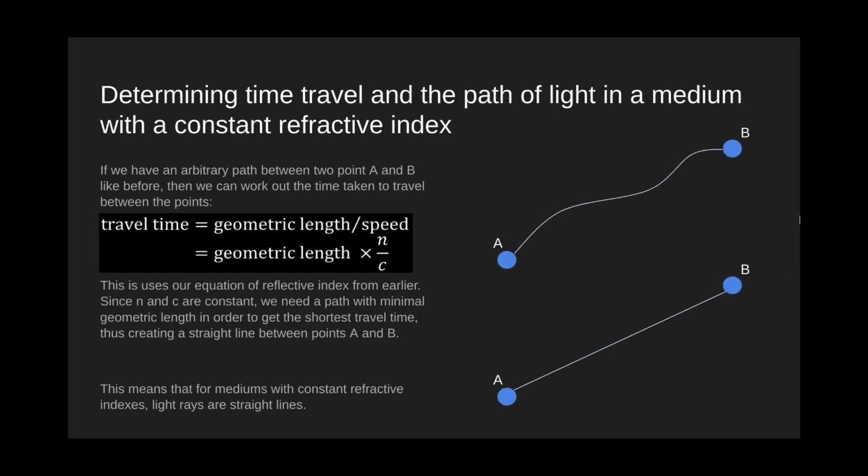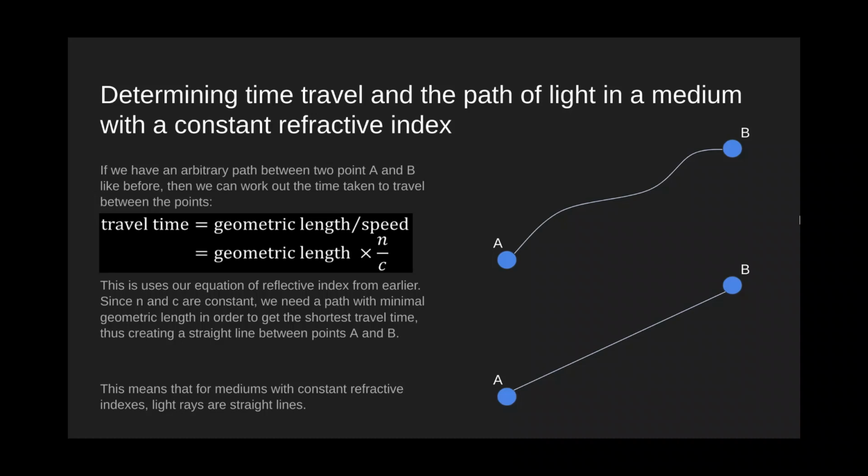Now, we can determine the time of travel and the path of the light in a medium with constant refractive index. I won't go into a medium with a changing refractive index, because it's a bit too advanced. Here you can see that we have 2 points, and to calculate the time of travel, we do the geometric length divided by speed, which is just distance divided by speed equals time, as we know. And for our speed, we can use our equation from before and rearrange it to get c over n. So it'll be divided by c over n, but to multiply you just flip, giving n over c.